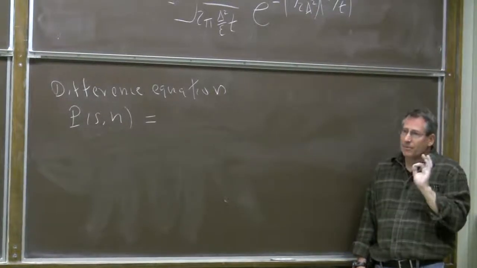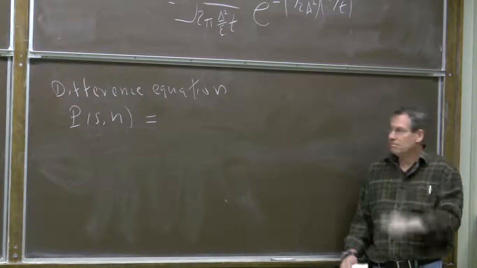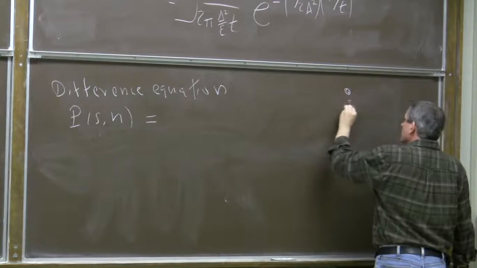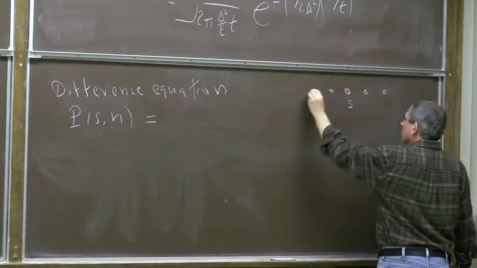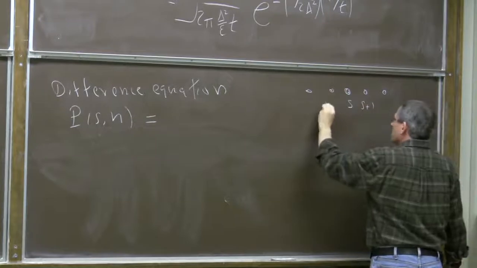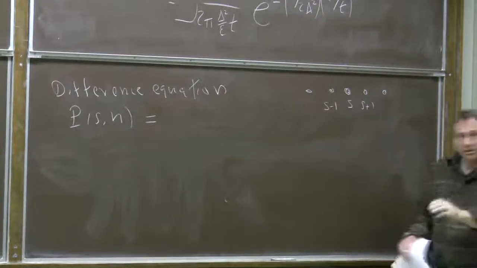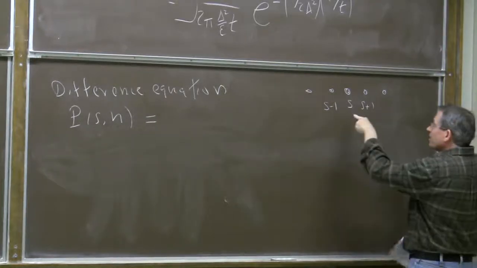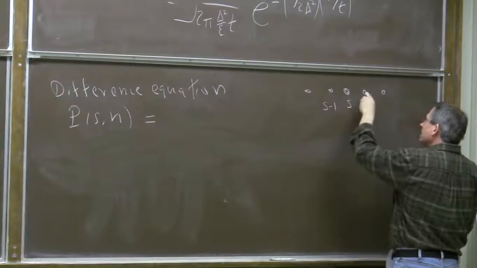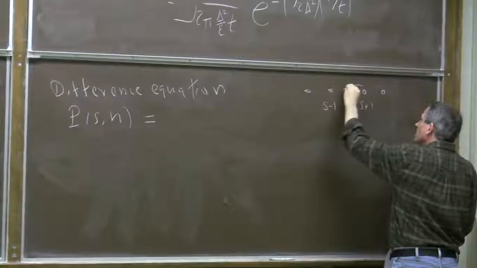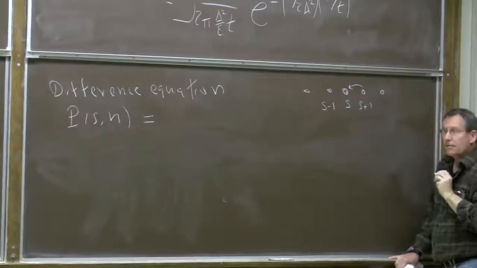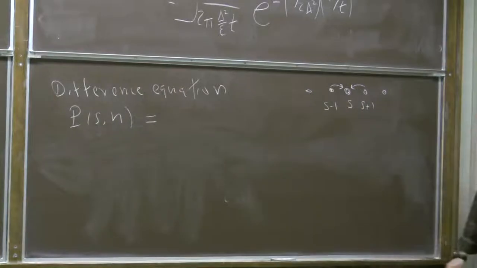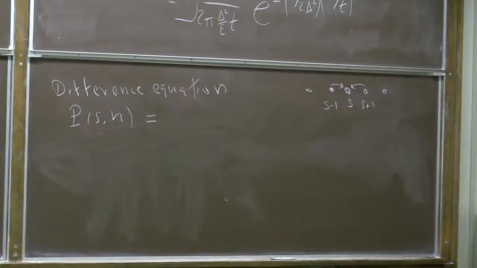Well, if you're at site S at time n, where were you at time n minus 1? Here's site S, site S plus 1, S minus 1, etc. In each step, you either move to the left or to the right. Okay? So, if you're at site S at time n, then at time n minus 1, you had to either be at s plus 1 and have taken a step to the left, or at site s minus 1 and taken a step to the right. Those two things are equally probable.